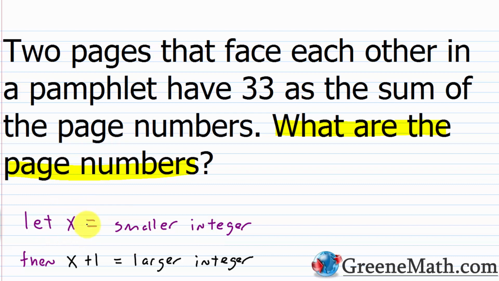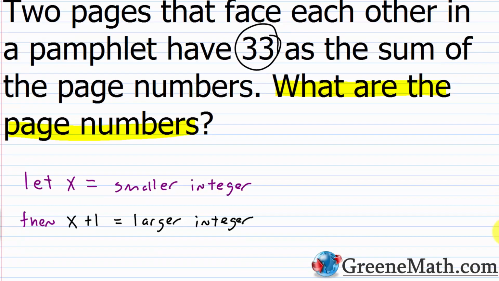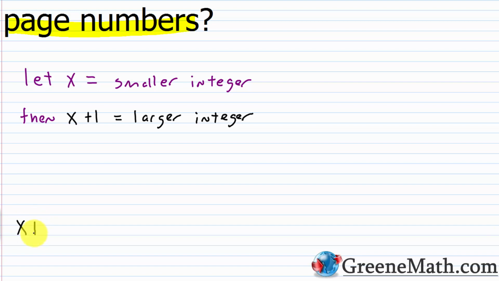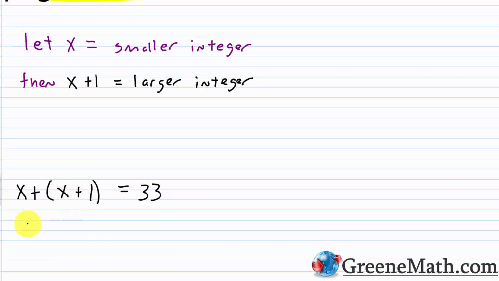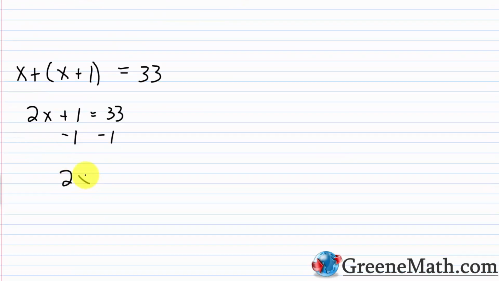Really, we're thinking that x, which again is the smaller page number or the smaller integer, plus x plus 1, which is the larger page number or the larger integer, should sum to 33. So let's go ahead and set up that equation. We would have x plus x plus 1 is equal to 33. Again, this plus this gives me this. Okay, so that's my equation. Now to solve it, simplify over here, you'd have 2x plus 1 equals 33. Subtract 1 from both sides of the equation, and we're going to have 2x is equal to 32. Divide both sides of the equation by 2, and I'll have x is equal to 16.